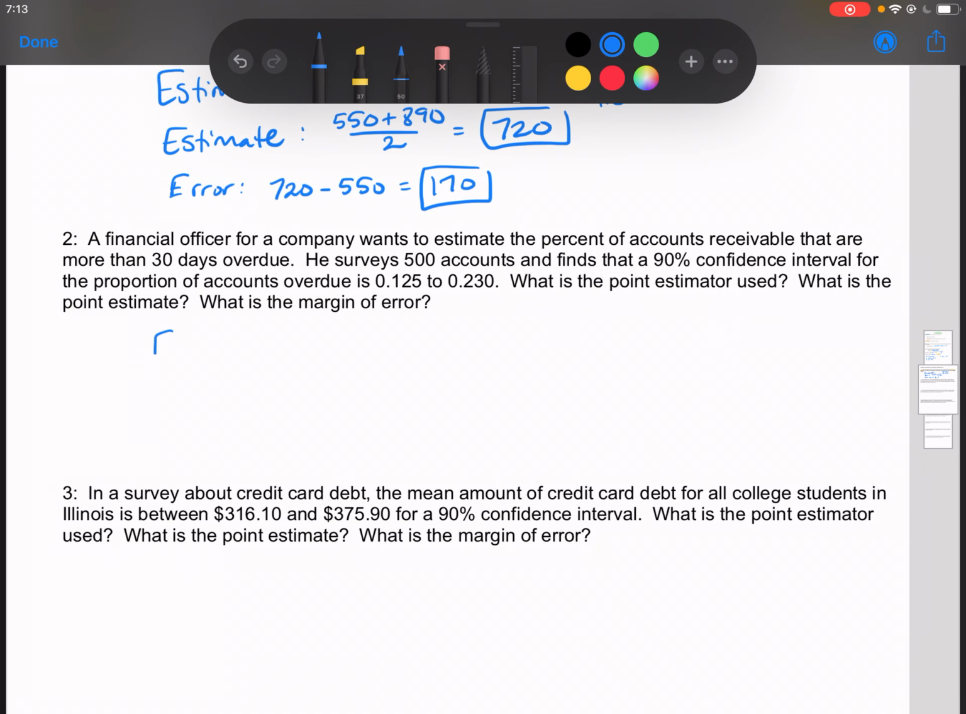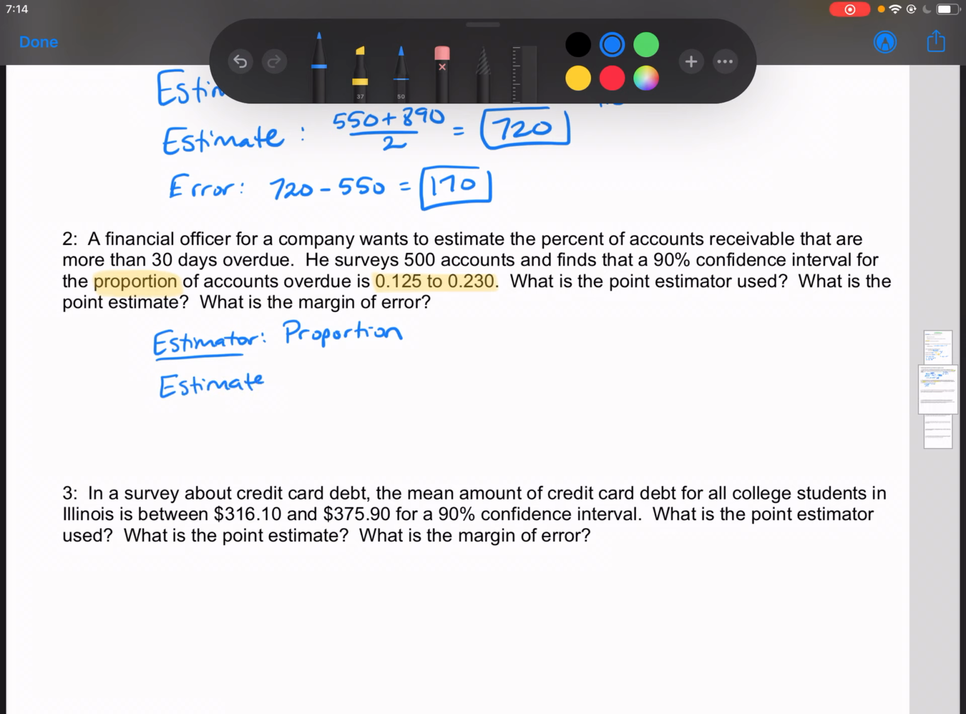Let's go to another one. Our estimator for the following problem. So a financial officer for a company wants to estimate the percent of accounts receivable that are more than 30 days overdue. He surveys 500 accounts and finds that a 95% confidence interval for the proportion of accounts overdue is 0.125 to 0.230. Now they tell you over here that the point estimator is a proportion. They will put it in the wording somewhere. So we know this one's a proportion.